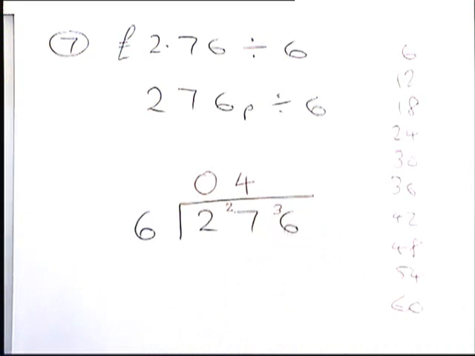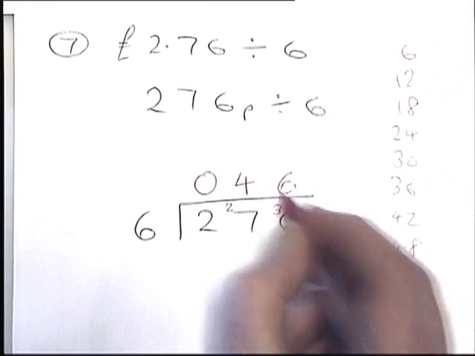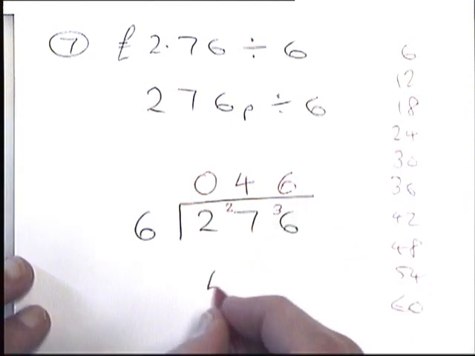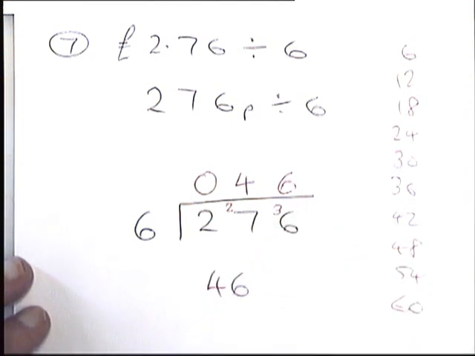And this number is now 36. So the next thing I've got to do is 6s into 36. Well, 36 is in my list. It's the 1, 2, 3, 4, 5, 6th number down. So I put my 6 there because there's no remainder, nothing else I've got to do. So that's my answer, 46.